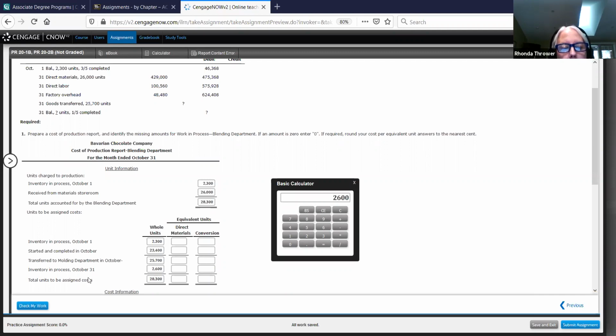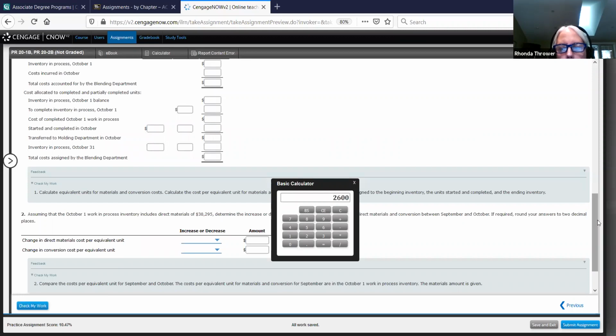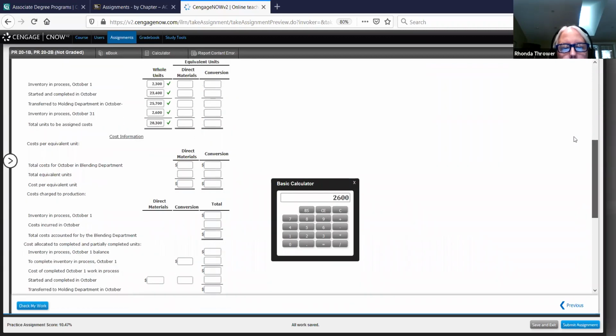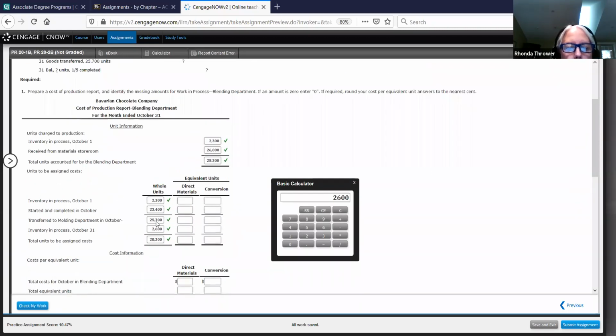So it might be a good idea to check your work just to make sure you've got everything written in here correctly, because if you don't, it's going to affect the rest of this. So check your work at this point in time. And you can see we're okay to this point.